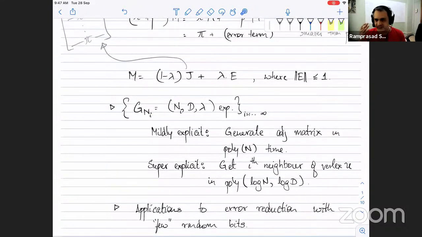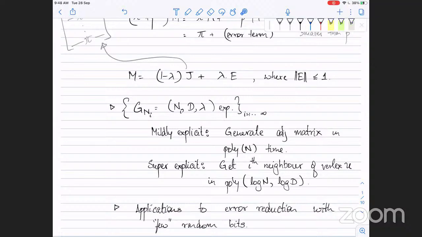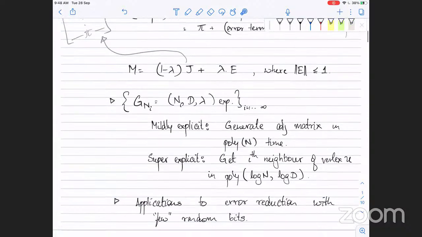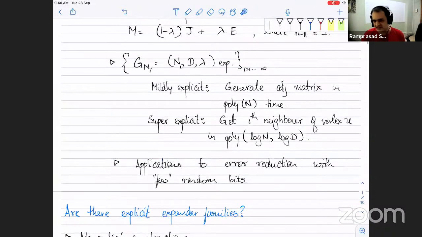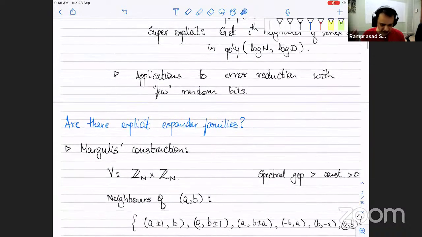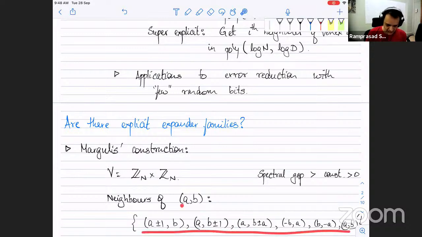And we saw that one of the key applications of this was to do error reduction using far less randomness than just typically repeating on independent tries. So the focus of today's lecture is: are there explicit families? One could say that we already saw explicit families last time, in the sense that there were these Margulis constructions. This is the vertex set, and these were the neighbors of any vertex (a, b).